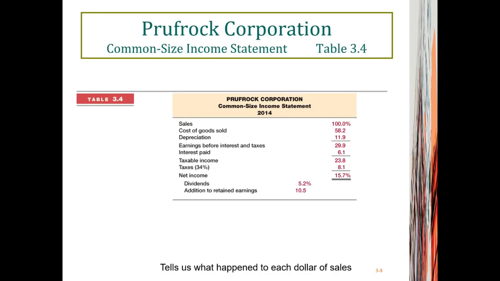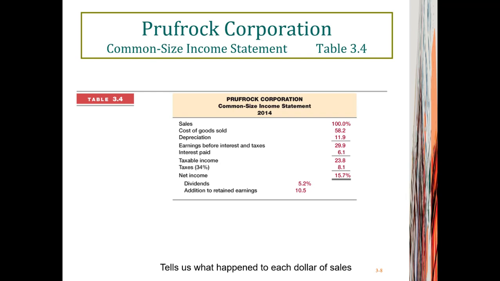Well, a common size income statement expresses all items in the income statement in terms of percentage of sales. And here you see sales, of course, by definition is 100% of sales. And cost of goods accounts for 58.2% of total sales. Depreciation is about 12%. So earnings before interest and taxes here is equal to nearly 30% of total sales.